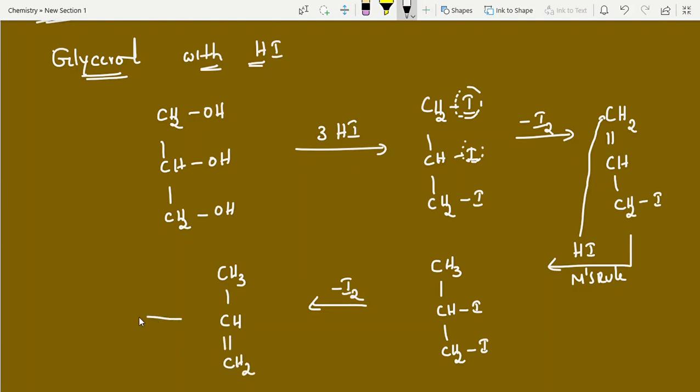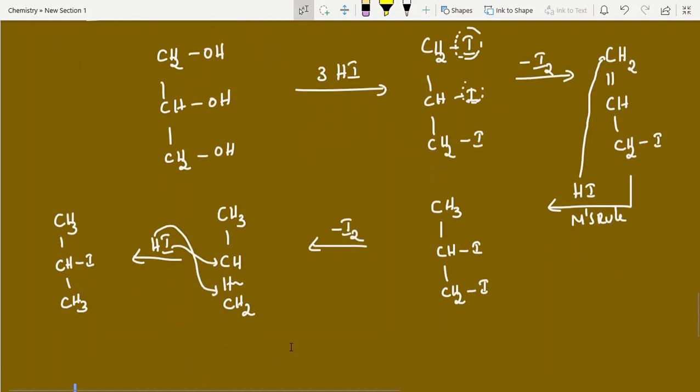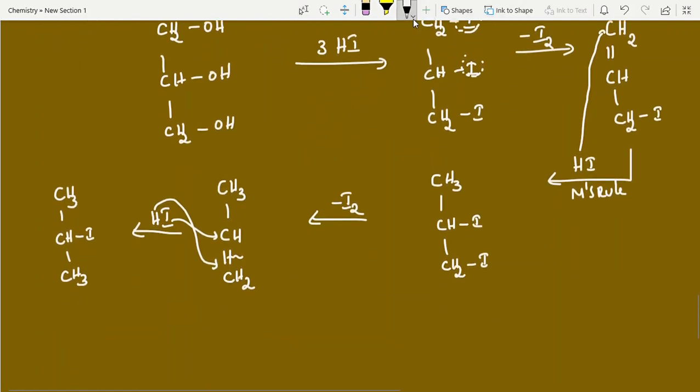Now again it reacts with HI. So again the Markovnikov rule applies. Rich become richest: here hydrogen, here iodine will go. So finally CH3, CHI, CH3. That's all. This is your final end product. What is the name of this compound, students? 2-iodopropane.